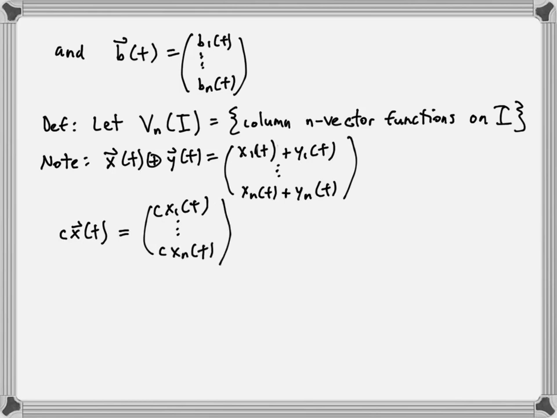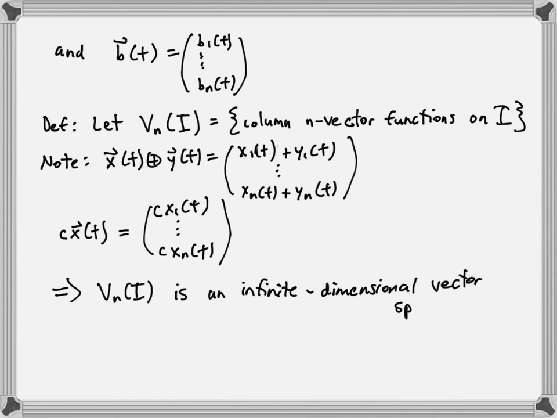And so these two facts tell us that Vn of I is a vector space. In particular, it's an infinite dimensional vector space. Anytime you have functions involved, there's no way to write a finite basis for it. There's no way to build all functions that exist out of a finite number of functions. But this is an infinite dimensional vector space. Okay? So we need a new definition.